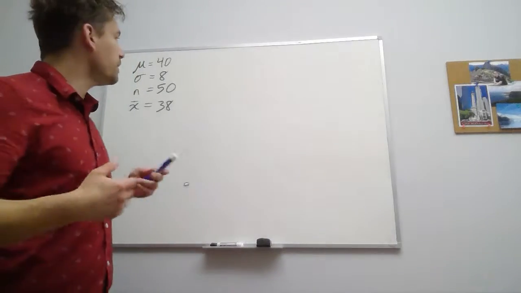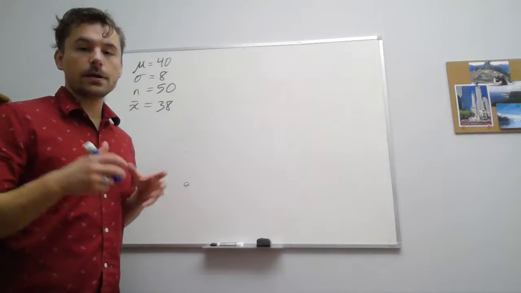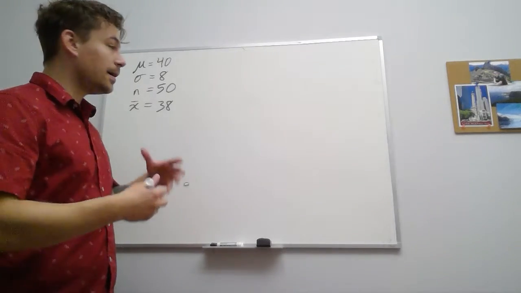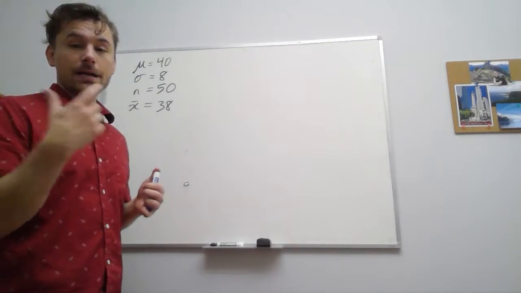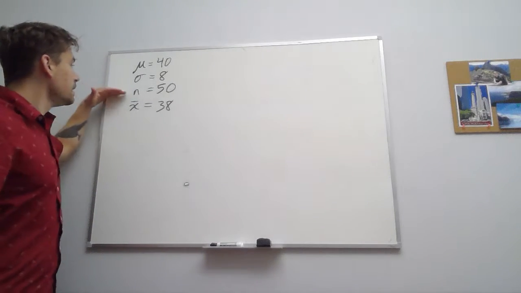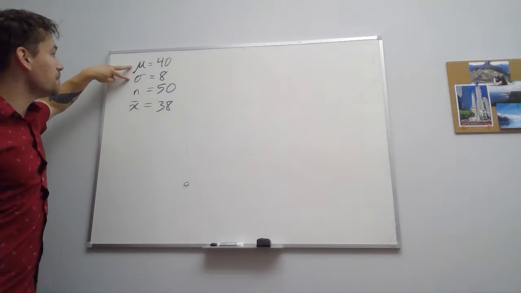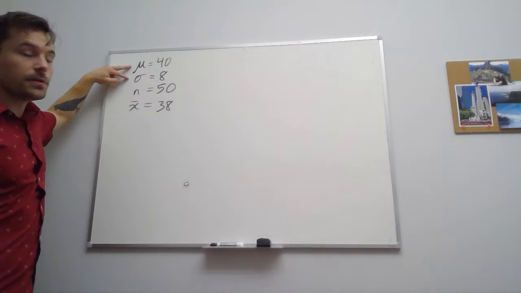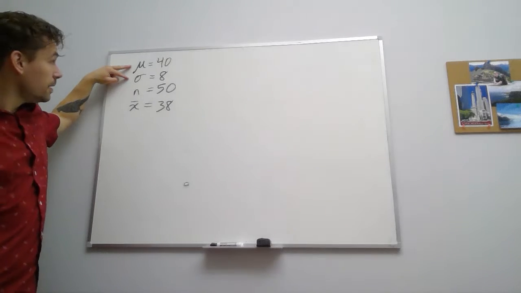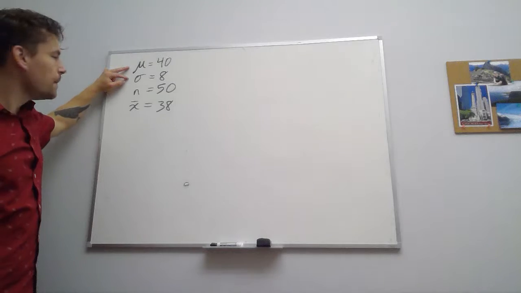All right, so if we keep working with the normal curve, but now we're considering a case where we've taken a sample of some size, so not a single observation, but some larger sample. In this case, n equals 50, our sample size is 50. I'm keeping mu, the population mean, to be 40, and sigma, the population standard deviation, to be 8.